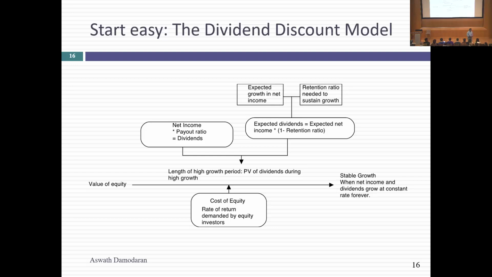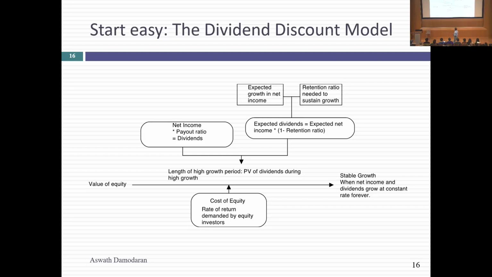So in a dividend discount model, you're going to get dividends. You're going to get a growth rate in dividends, right? Because you've got to project net income and payout ratios. You're going to discount them back at the cost of equity. And eventually, at some point in time, you assume stable growth to get a terminal value. That's a dividend discount model.